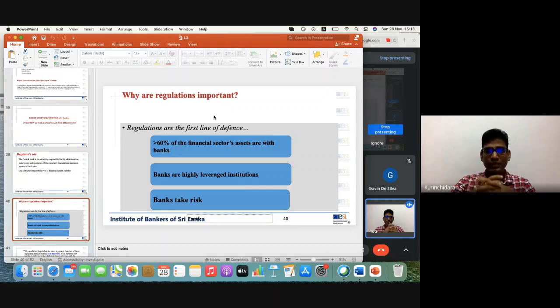Why is that so important? Why are these banks so important? Because as we discussed, more than 60% of the financial sector assets are accounted for by banks. And second, banks are highly leveraged institutions. That means the capital may be 10 to 15%, but the balance is outsiders' funds. Then third, banks take risk. So regulations are very important to safeguard those institutions. So that's why they are always highly regulated institutions.